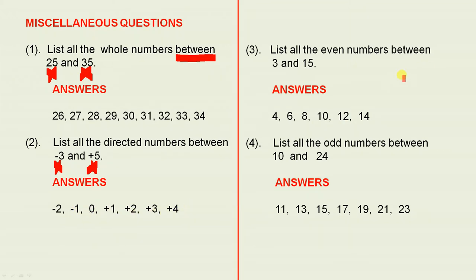List all the even numbers between 3 and 15. Well, the first one is 4: 4, 6, 8, 10, 12 and 14. List all the odd numbers between 10 and 24. So we start at 11, 13, 15, 17, 19, 21 and 23.